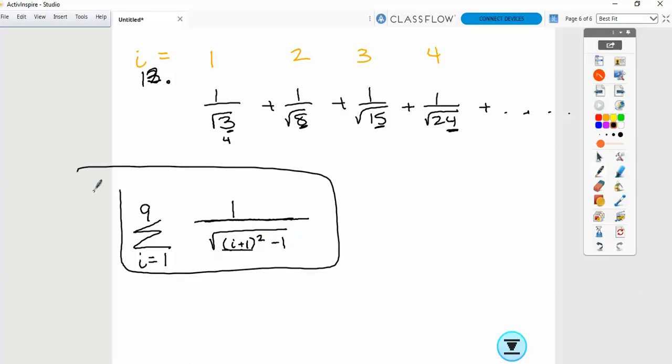So we've got it. So that was definitely a harder one, but look for those patterns. Look for what they all have in common, like they all had a 1 on top, a square root on the bottom, and then try to figure out how to get there.